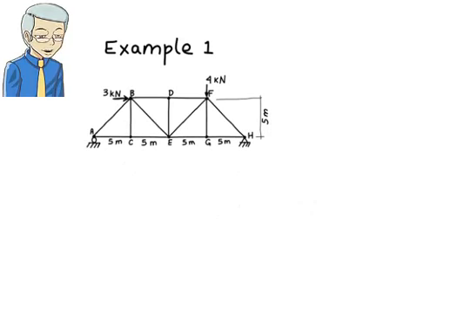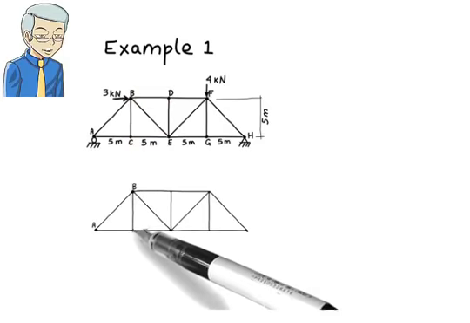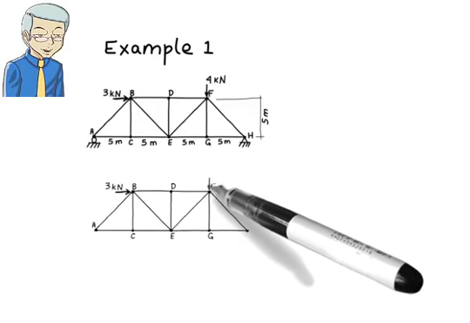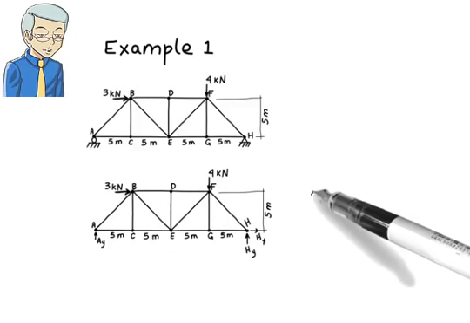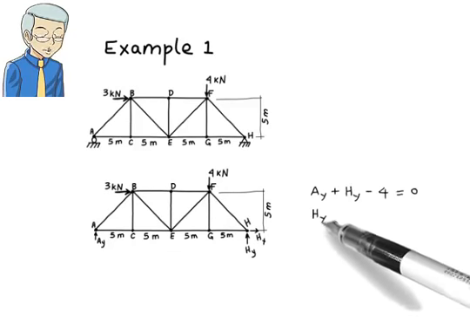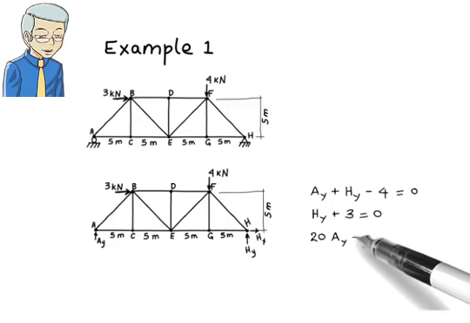Here is a statically determinate truss subjected to two concentrated loads. The truss rests on a roller support at point A and a pin support at point H. We wish to determine the force in members BD and CE. First, we need to calculate the support reactions. To do so, we're going to write the equilibrium equations for the entire structure. Here are the equations. We have three equations and three unknowns.